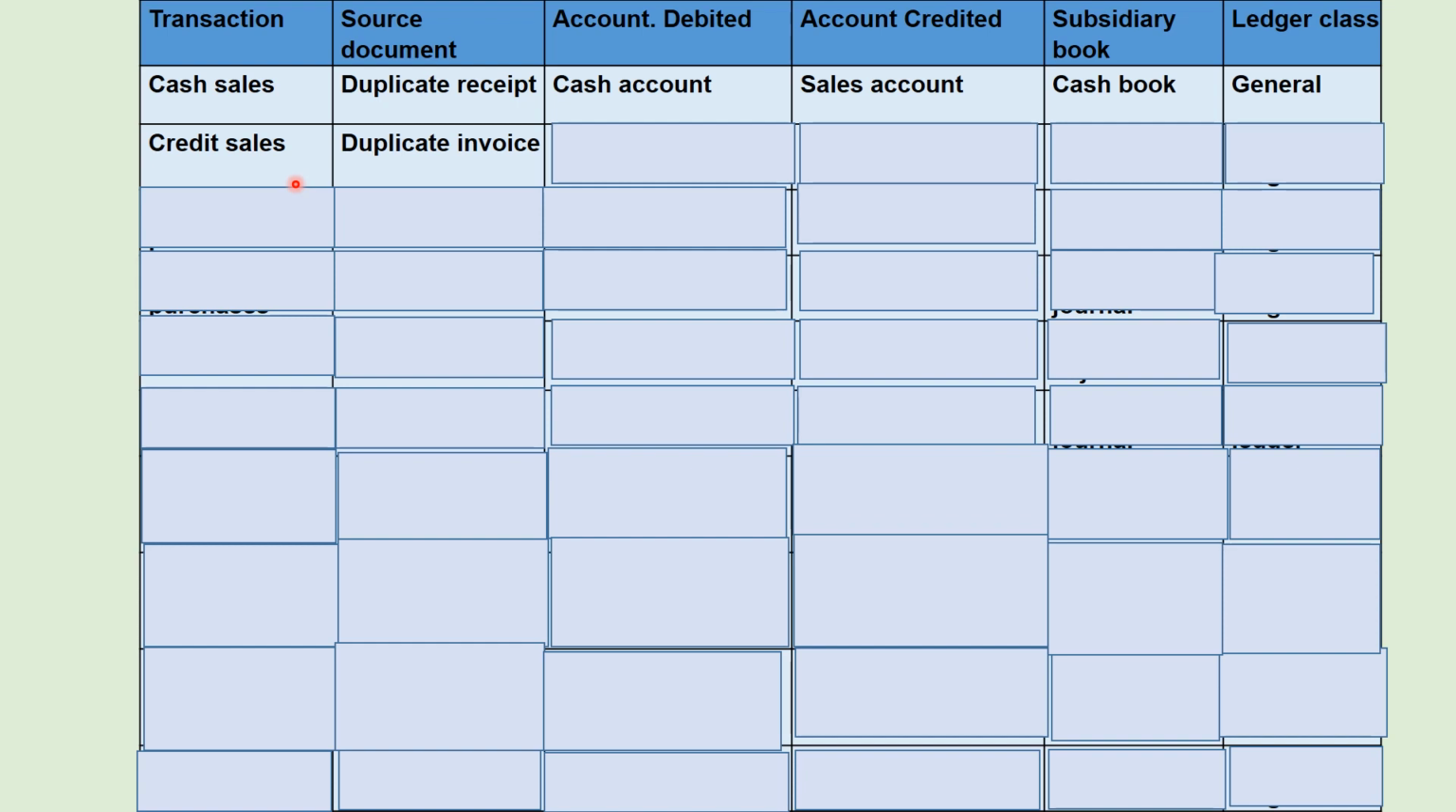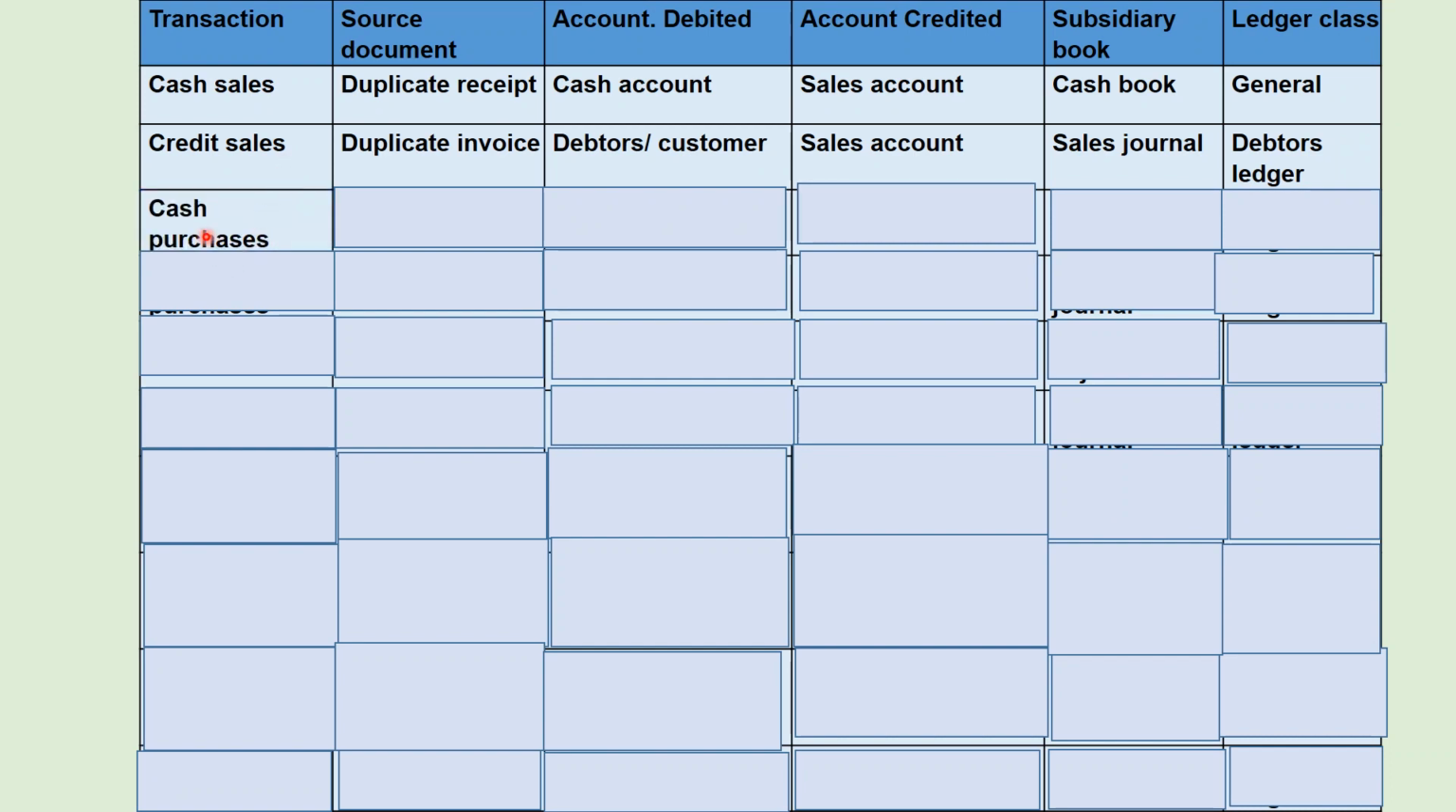Okay, then the accounts that are involved, of course, is the buyer's account and the sales account, in which the buyer's account, in this case called the debtor or a customer, is going to receive, and the sales account is going to give. Okay, the subsidiary book is the sales journal, and the class of ledger is the debtors' ledger, where you record people who owe you money.